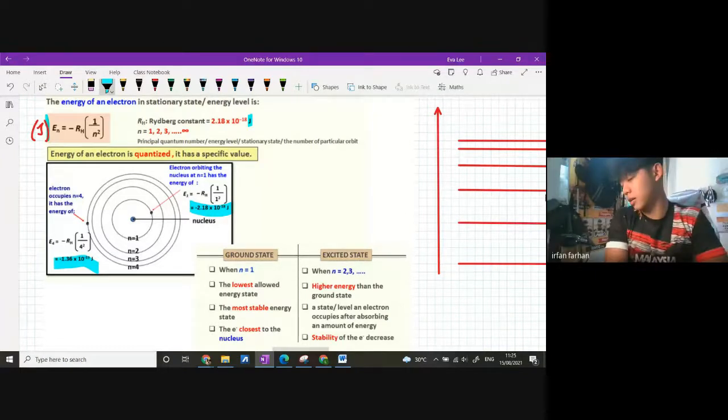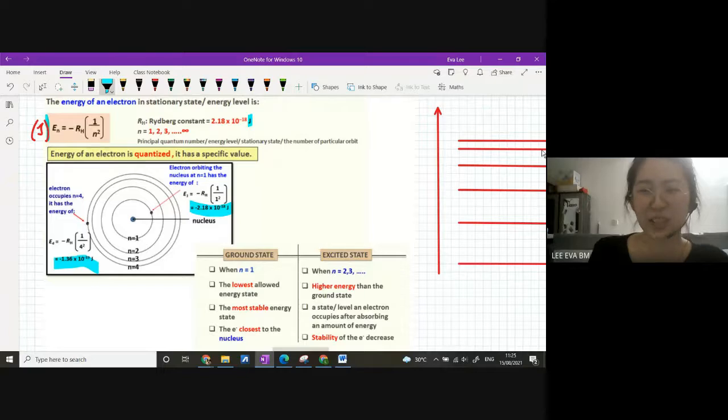Tidak ada. Right. So we want to explain a little bit about the ground state you heard in the video, or excited state. So stated over here, ground state is when n equals to 1. Okay, n equals to 1 or any value that is lower. And then the lowest allowed energy state, which is also the most stable one, because it's closest to the nucleus, stronger force of attractions, therefore more stable.